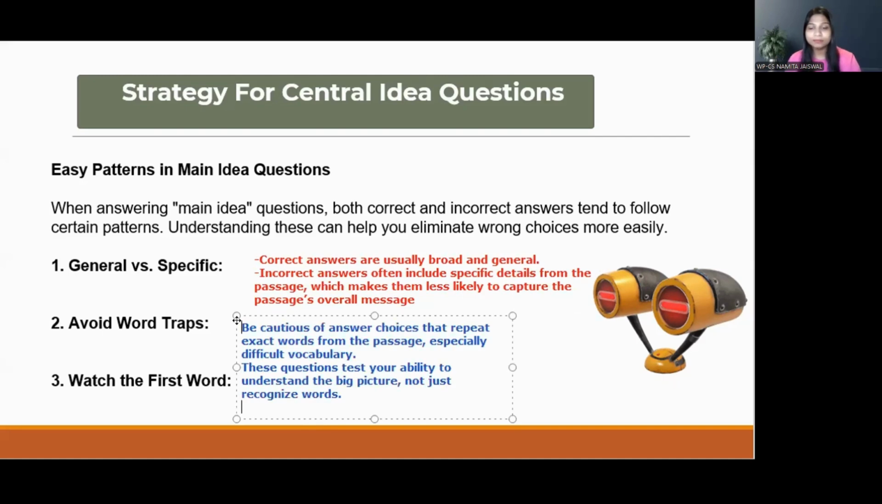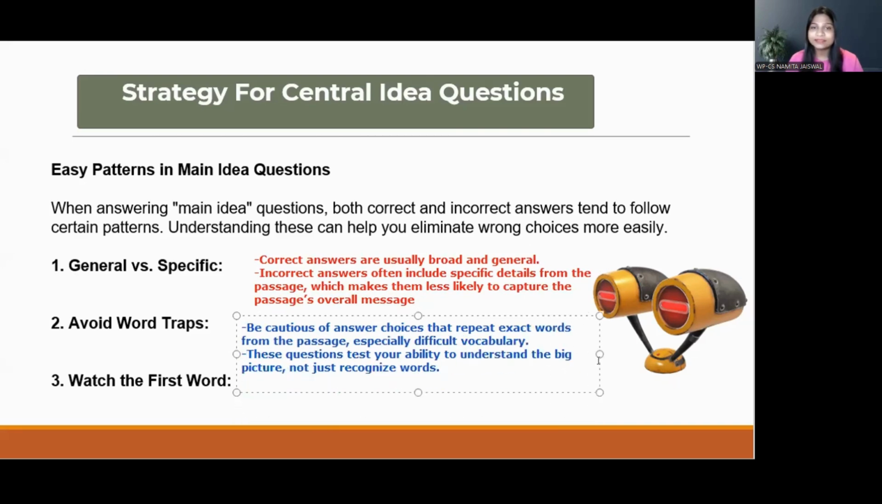Is it clear? I hope I'm clear here. Please do take notes in your notebook so that when you're practicing, you can revise the same. Now, moving ahead with the third strategy, that is watch the first word. What do you mean by this? The first verb in an answer choice should match the passage's purpose. For example, if the passage presents an opinion, verbs like defend, suggest, or make the case are more likely to be correct. This is what you have to keep in mind. By keeping these patterns in mind, you can quickly narrow down your choices and improve your accuracy to answer the main idea question.